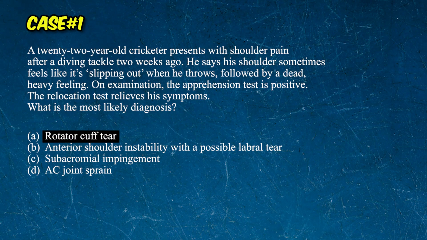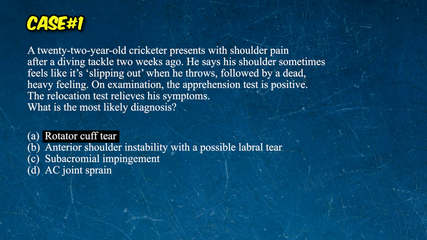The correct answer is B, anterior shoulder instability with a possible labral tear. Let me explain why and why the others are traps. Option A, rotator cuff tear. This is the most common wrong answer. Yes, the patient is an athlete. Yes, there's shoulder pain. But a cuff tear doesn't typically make the shoulder feel like it's slipping out. Cuff tears cause weakness and pain, not instability.